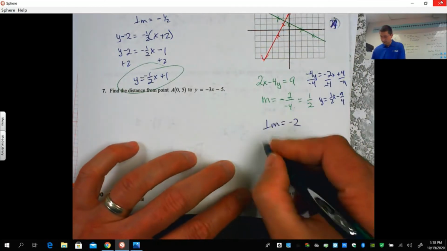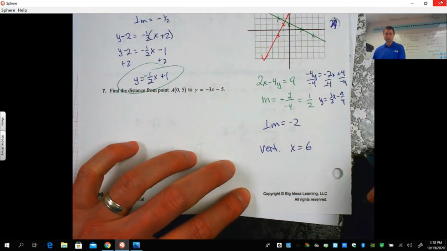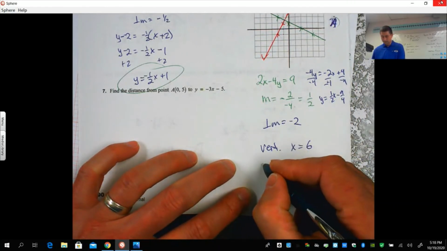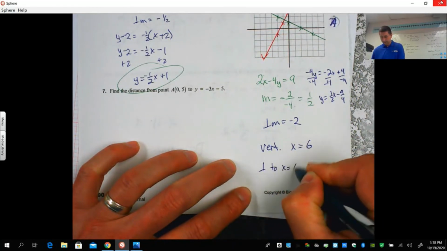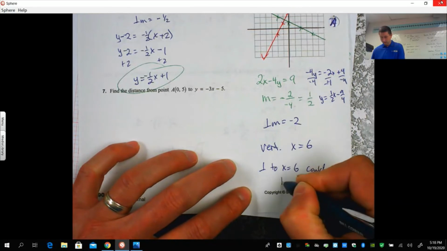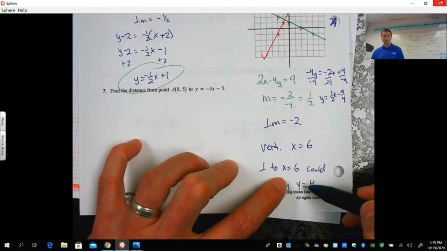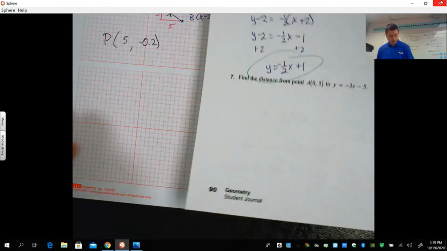The other thing is, remember, if you have a vertical line, you'd have something like x equals 6. So if you want a perpendicular one, perpendicular to x equals 6 could be y equals 4. Okay, so x's and y's, those are your vertical and horizontal lines.